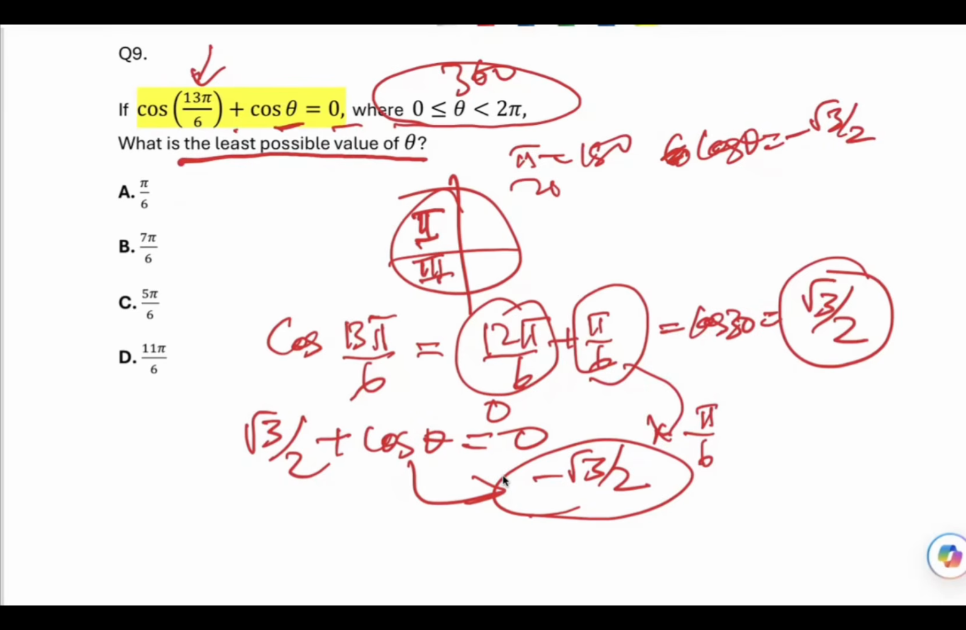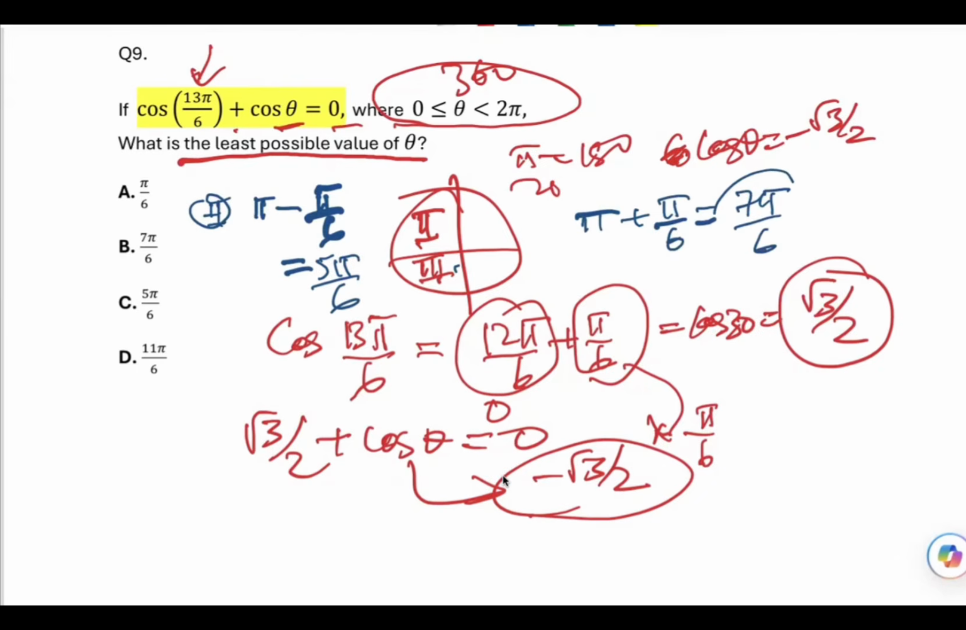So the first situation is when it's in the second quadrant. I'm going to do pi minus pi over 6. What do you think it's going to give you? It's going to be 5 pi over 6. If it's in the third quadrant, it's just pi plus pi over 6. You're going to get what? 7 pi over 6. Which one is smaller? Think about it. 5 pi over 6. Therefore, your right answer is 5 pi over 6.